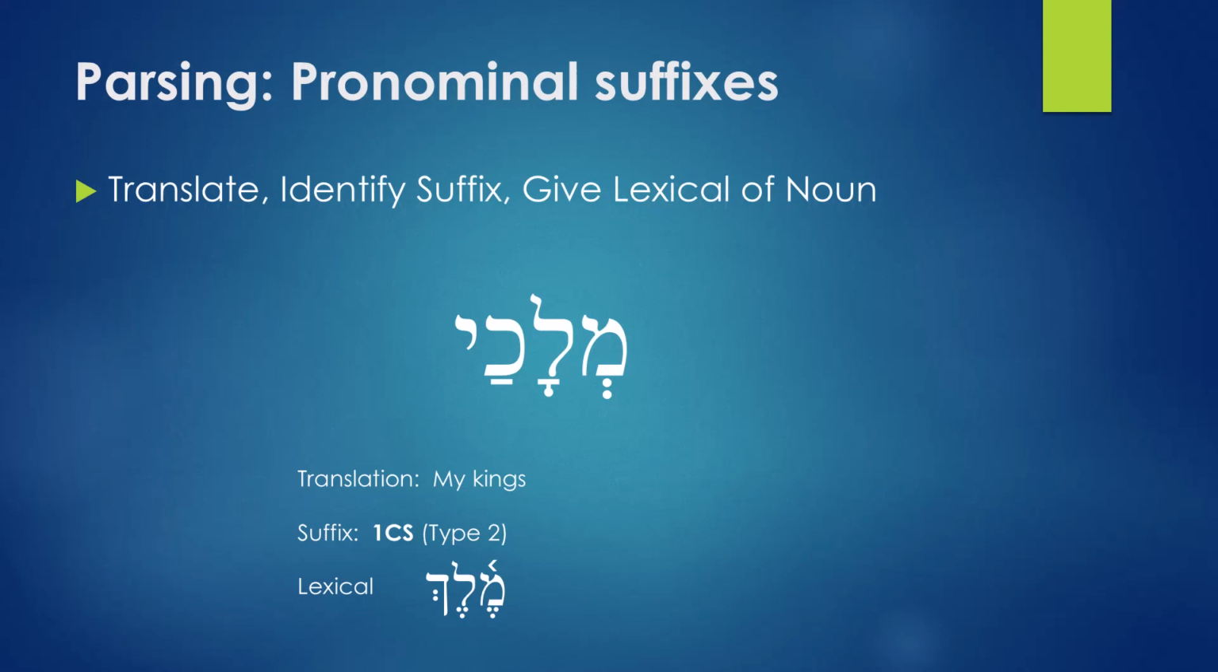Now let's try to parse these words. Remember, to parse is to identify the noun or word you're given, to tell its person, gender, and number, and to tell where the word is coming from. You're also going to give its lexical form, which is how it appears in the vocabulary, its original word. And you're going to give the translation, what the word you're looking at means. That is parsing.